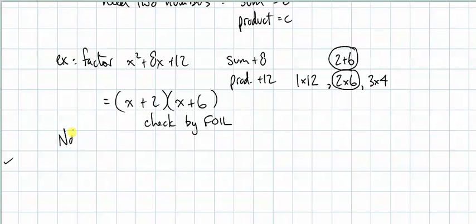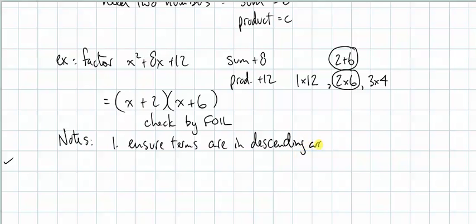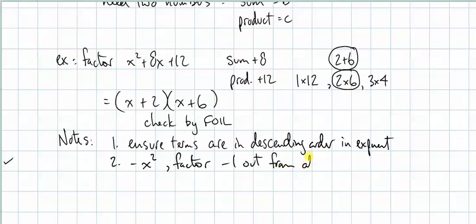Some things to note. Three things. One, ensure that the terms are in descending order. And what that means is that the exponent is going down term by term. Descending order. And I'm referring to the exponent. That's one thing. Another thing, be sure that if you have a negative coefficient on x squared, factor the negative 1 out. It's easiest, and you factor it out from all terms, not just the first term, right?